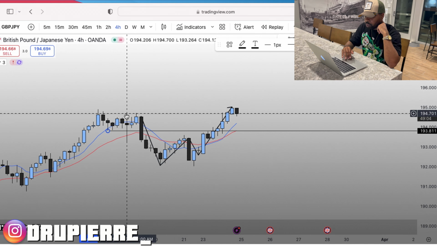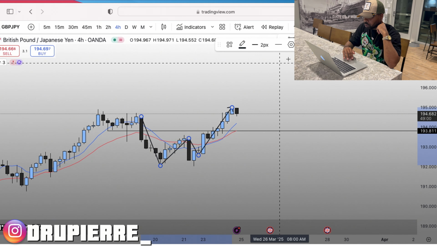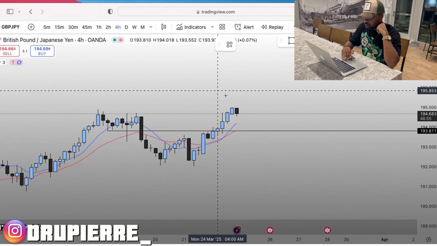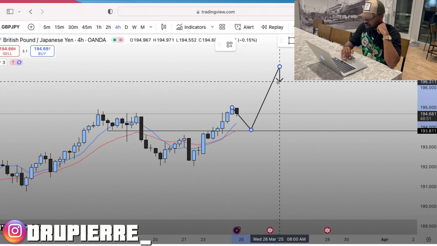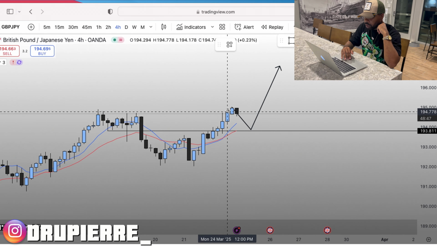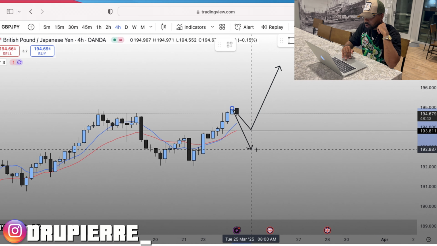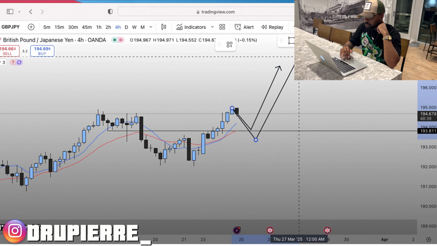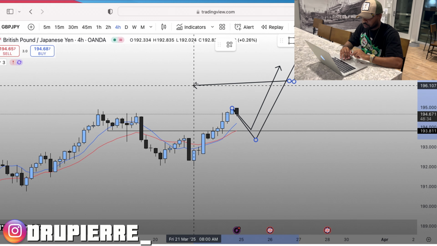So I'd anticipate price to either do something like this, pull back here and continue, or do something like this, pull back from here into this structure point. Alright, let's say about right here. Push up, right? So let's see how we can get in on that.